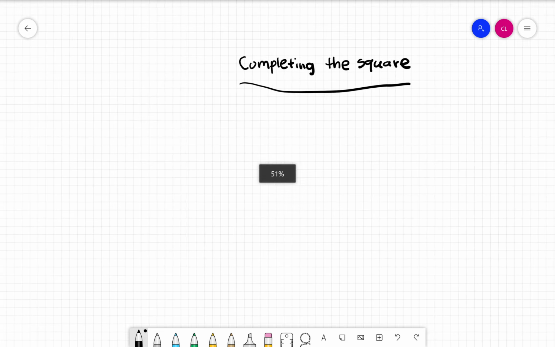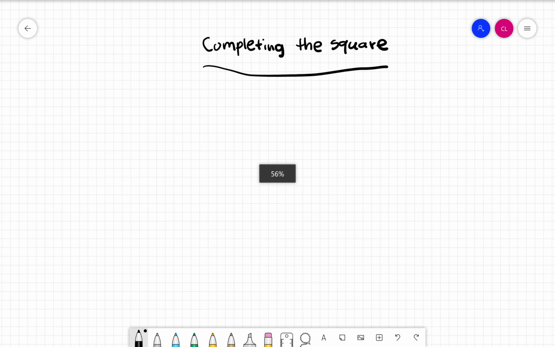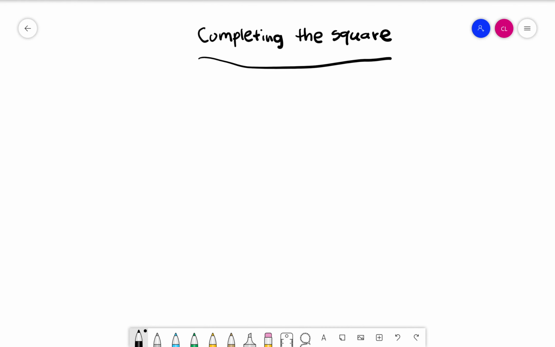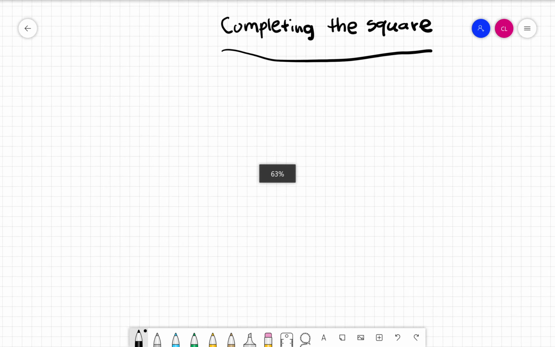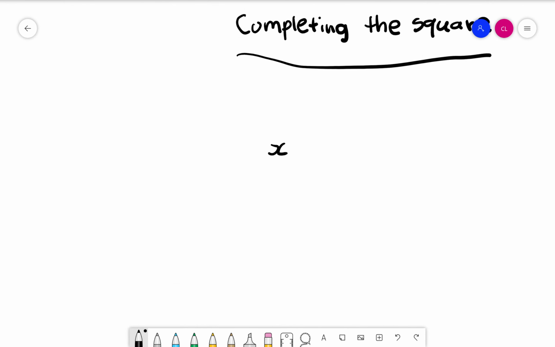Hello everyone. Today we're talking about completing the square. So what is completing the square? It is a way to solve quadratic equations. Let's say there's something like x squared minus 3x plus 5 equals 9. Right?